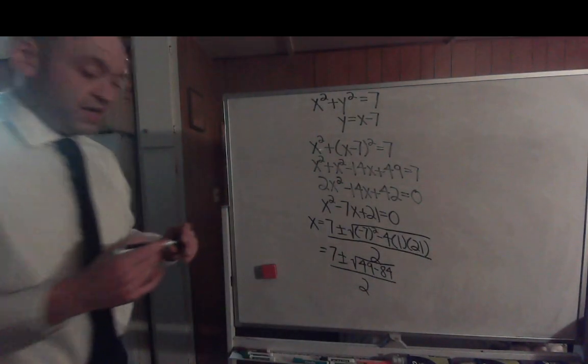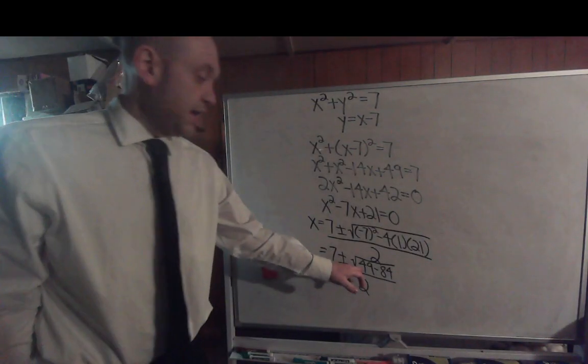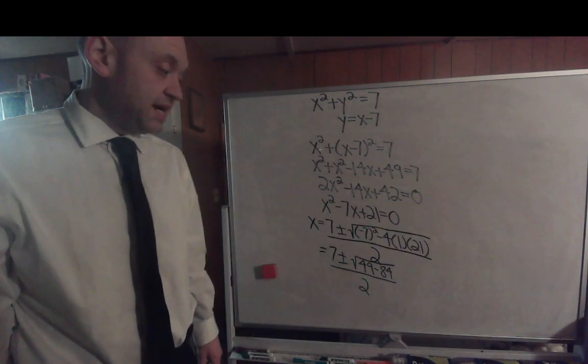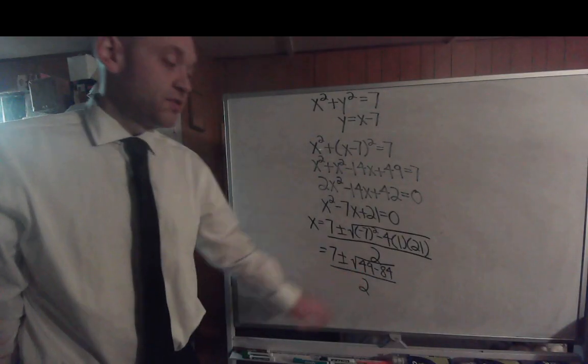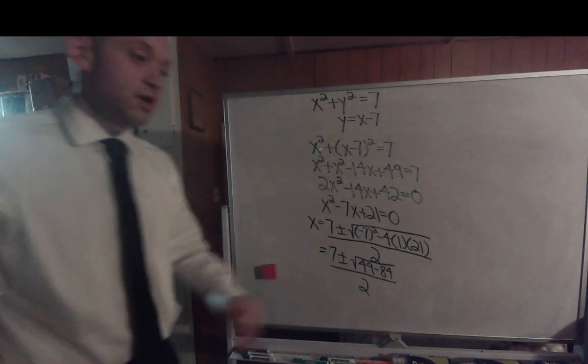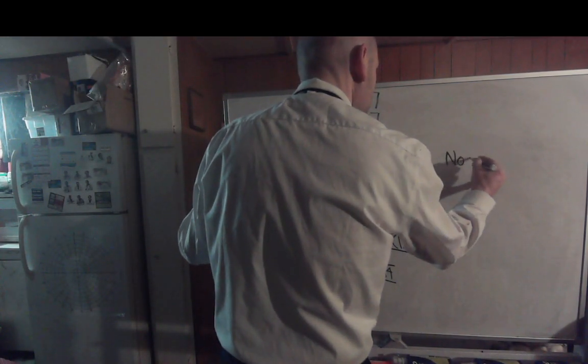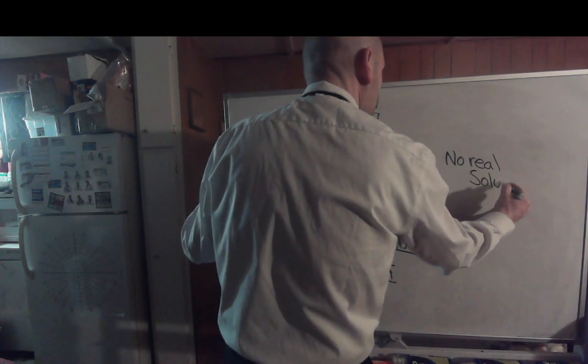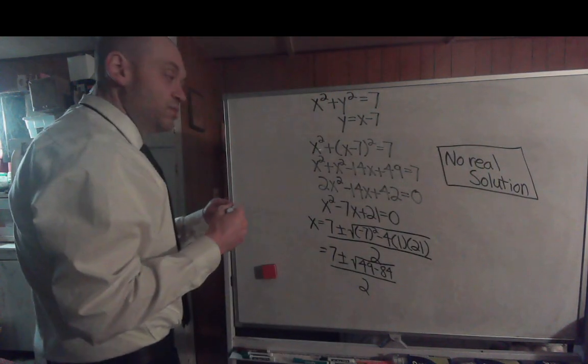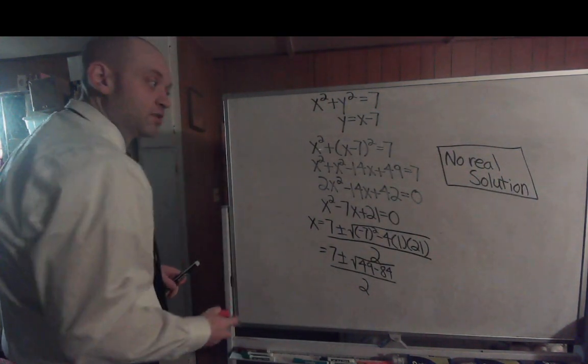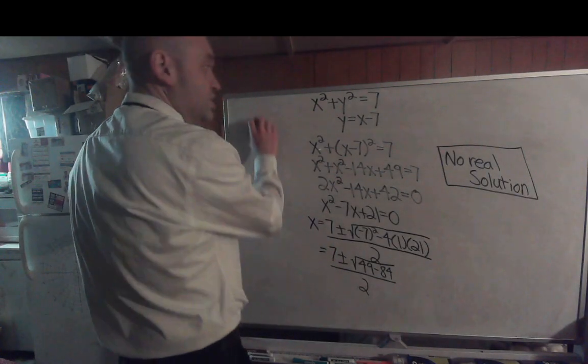Well, here's the thing. Underneath the radical, you have 49 minus 84. That'll give you a negative 35, which is imaginary. So we actually have no real solution. So in other words, in this case, the line and the circle do not intersect whatsoever. So there's no real solution to this one.